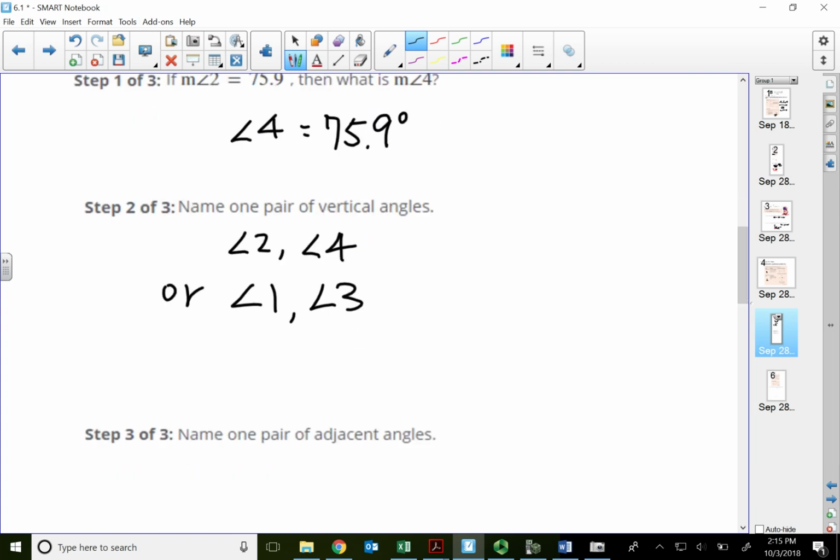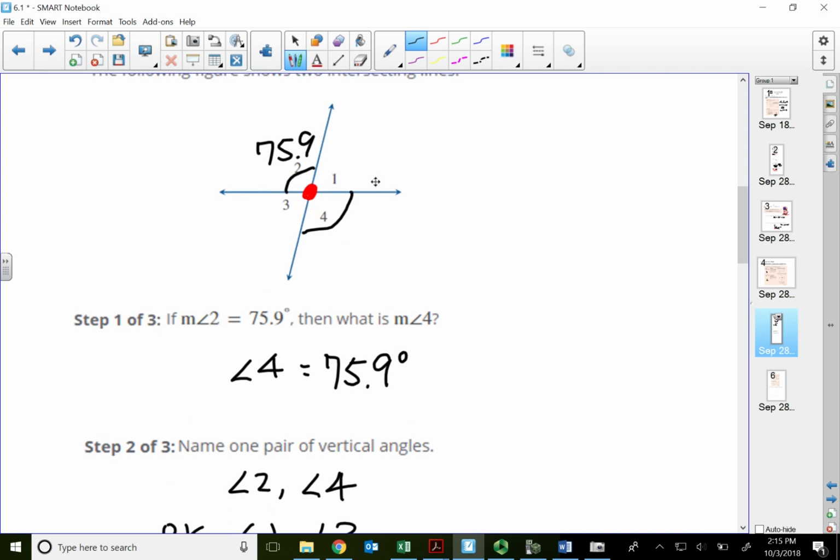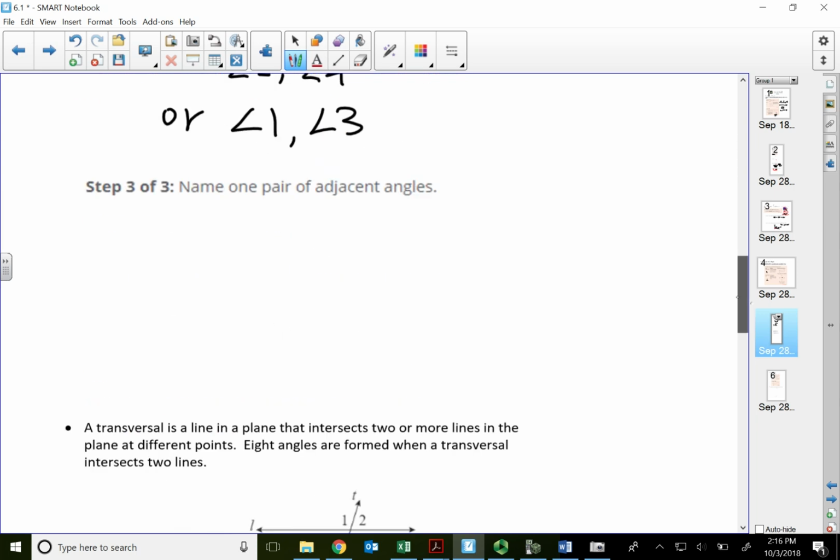Just name one pair. All right, name one pair of adjacent angles. That means the angles sitting side to side. As long as they touch the same line, they're considered adjacent angles, or they form a straight line, or it's 180 degrees. So if you look at angle 1, it is sitting right next to angle 4. These two angles are on the same line, so they are adjacent angles. So I can say 1 and 4. That's one pair. All right, what else?